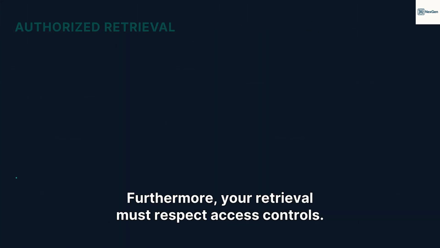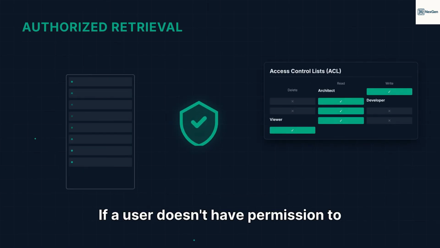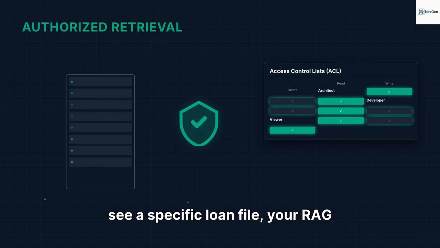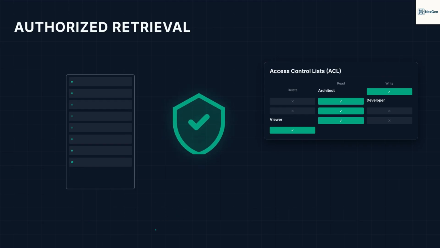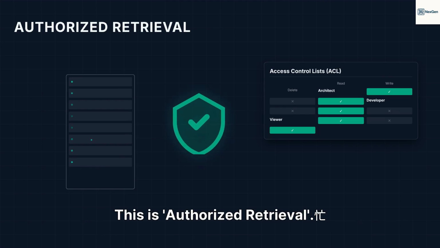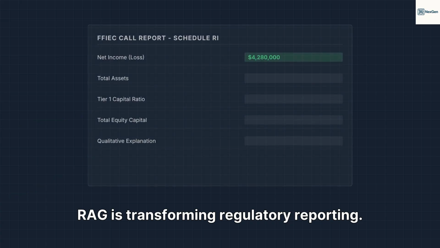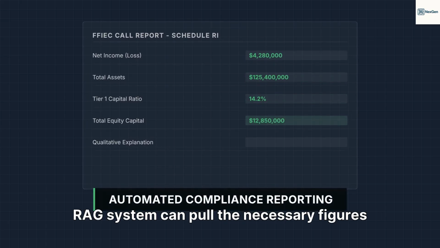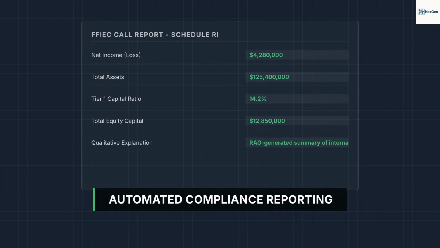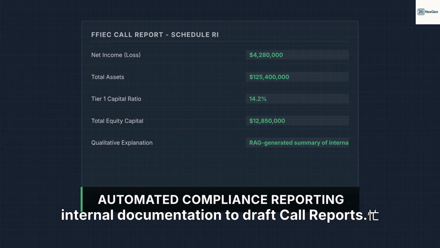Furthermore, your retrieval must respect access controls. If a user doesn't have permission to see a specific loan file, your RAG system shouldn't retrieve it for their query. This is authorized retrieval. RAG is transforming regulatory reporting. Instead of manual data gathering, an advanced RAG system can pull the necessary figures and qualitative explanations from across the bank's internal documentation to draft call reports.